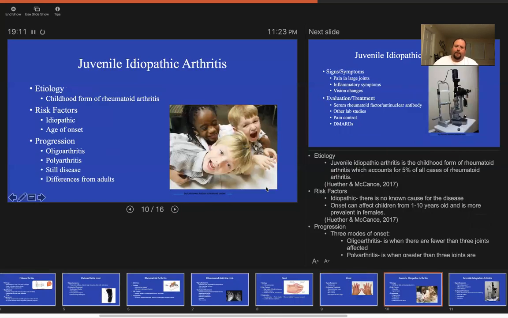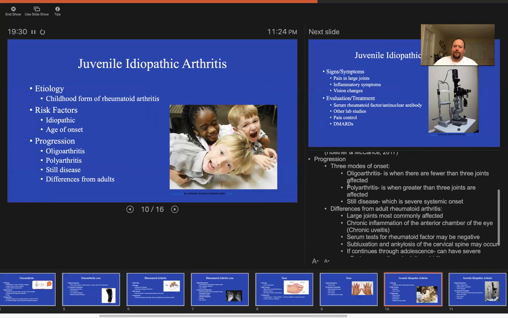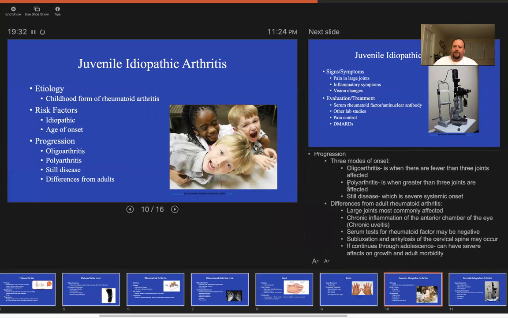Okay, so now we have the last one, juvenile idiopathic arthritis. That's a childhood form of rheumatoid arthritis. Risk factors: there is no known cause. Onset can affect children from 1 to 10 years old and is more prevalent in females. Progression: there are 3 modes of onset.